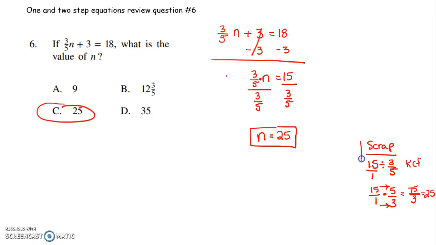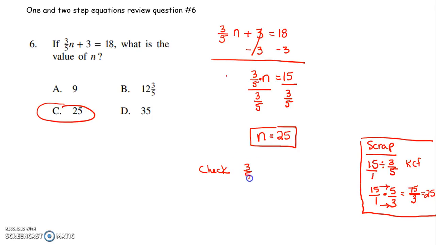And I always show a check. So I'm just going to box in my scrap work. You're allowed to use calculators, so you could take 15, punch in divided by, and punch in 3/5 equals, you'll get your 25. I always show a check.